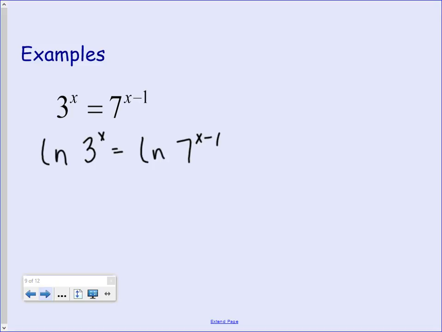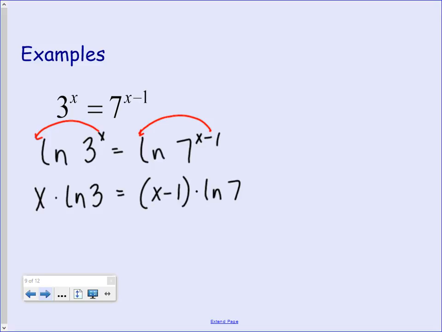Use your properties of logarithms. So if you have something on the left like natural log of 3 to the x, a property of logarithms says you can do what? Take your power of x and multiply it in front. So we're using our property of logarithms to bring x out of the exponent. So now it's going to be multiplied in front of our log. So x times natural log 3 equals x minus 1 times natural log 7.